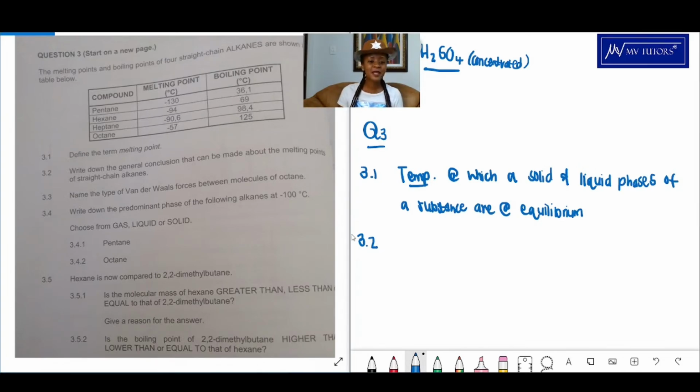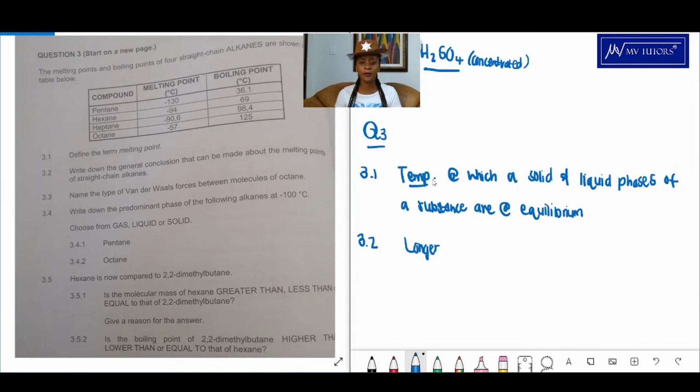All right. Now write down a general conclusion that can be made about the melting points of straight chain alkanes. So let's have a look. When you have pentane, you have a melting point of negative 130. Okay, and then hexane, negative 94. Heptane. So the longer the chains become, that's what I'm going to write.